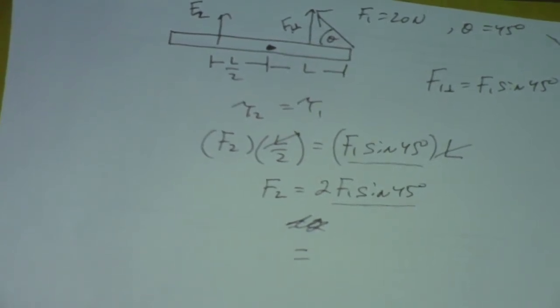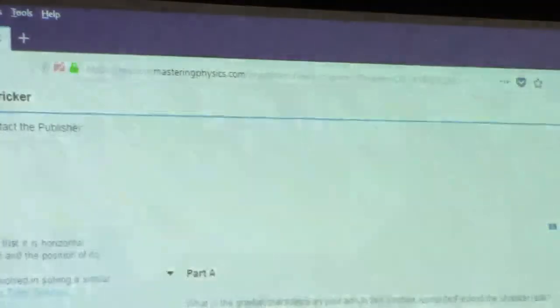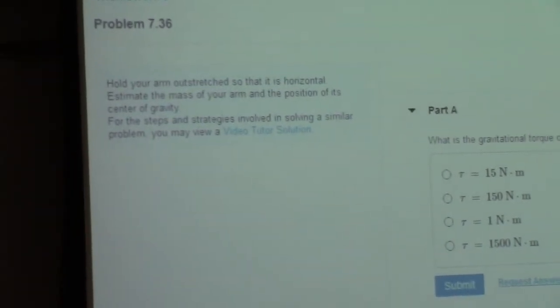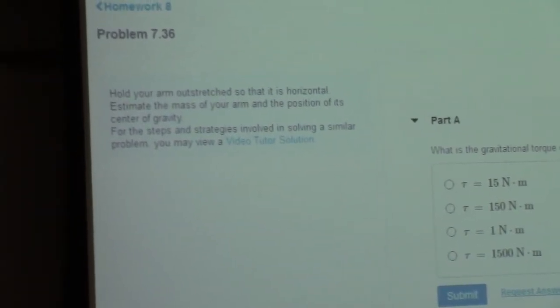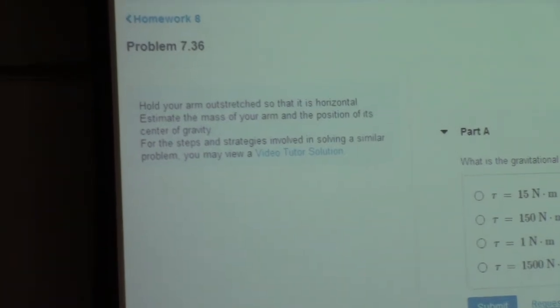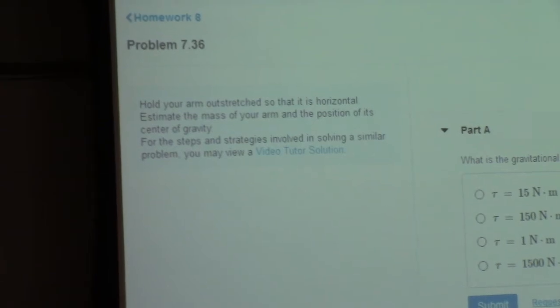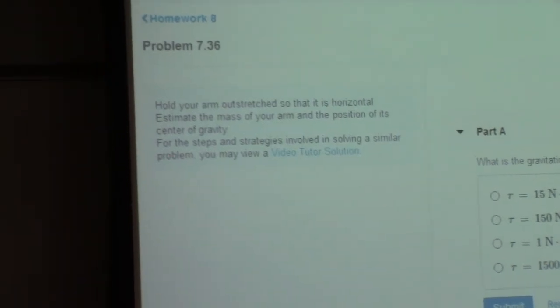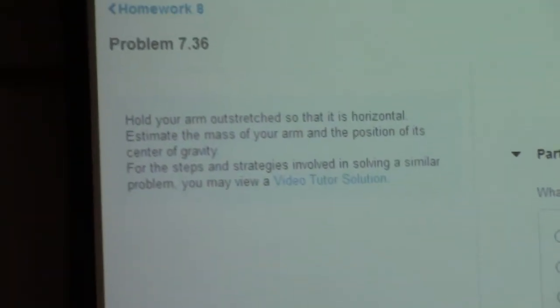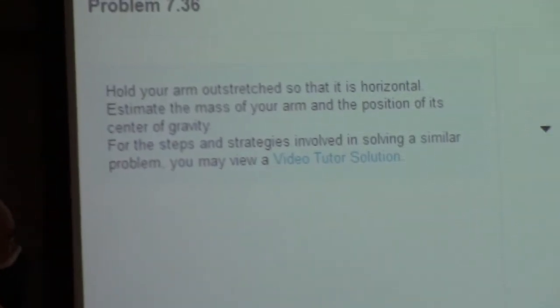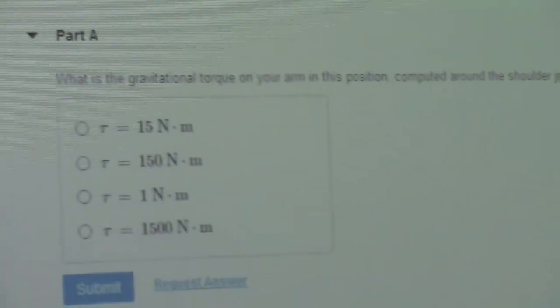So this is kind of a fun one that you can't see. And we're going to do a little bit of estimating with this one. So it says hold your arm outstretched so that it's horizontal, like this. Estimate the mass of your arm and the position of the center of gravity. And there's a little tutor solution part you can take a look at here where the author of the book goes through solving a similar problem. What is the gravitational torque on your arm about this position?